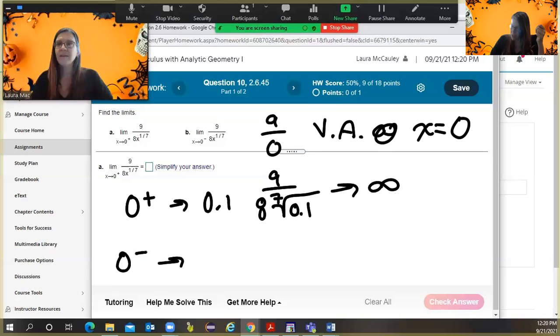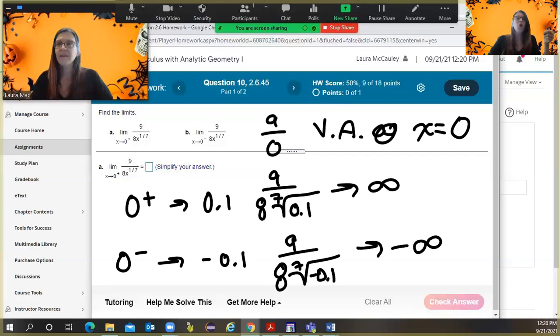Now, as you come in from the left, that would be something like -0.1. Now, if this had been a 6th root, I couldn't do this, but this is an odd root, so I can take the 7th root of that. I would get a very tiny negative number. Times 8, still a very tiny negative. So then when you flip it up, it is going to be a very large negative number. So we'll get negative infinity.